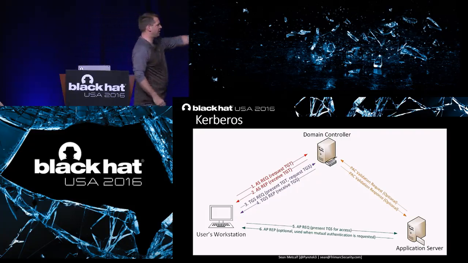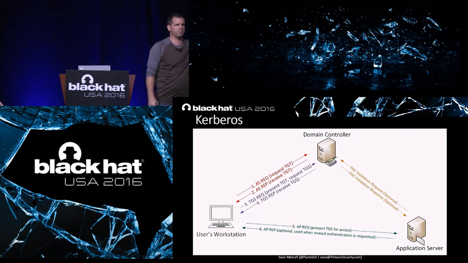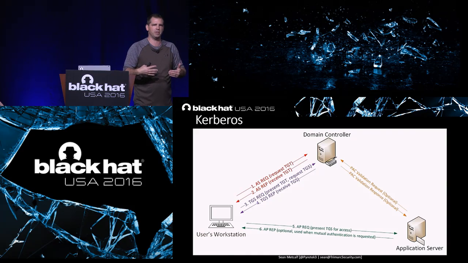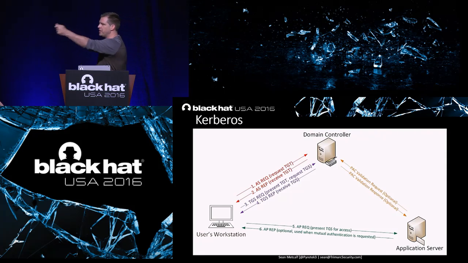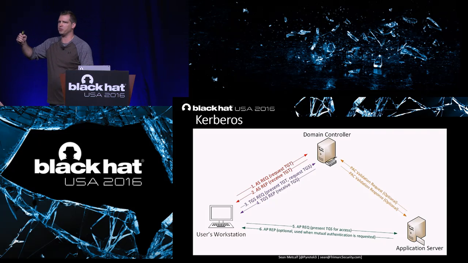The user wants to connect to this application server, so it identifies what the service principal name is for the Kerberos service on that server. Then goes to a domain controller, same one or different one. Says, here's my TGT, and here's the service principal name of the server I want to access. I need a TGS, ticket granting service, or service ticket.